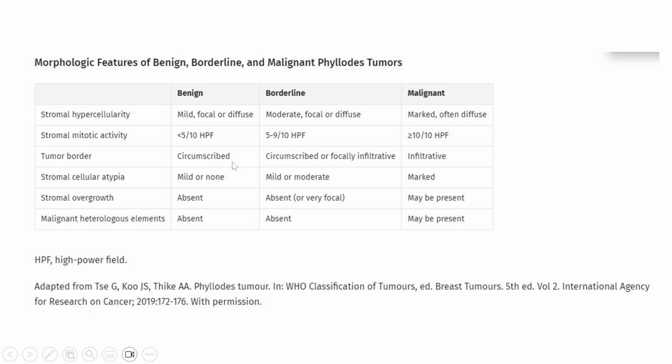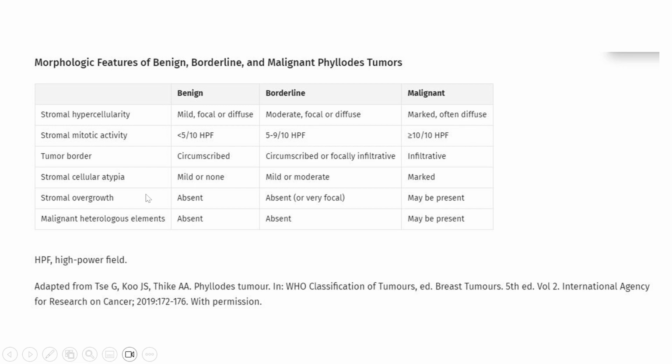As I mentioned, we have benign phyllodes, borderline, and malignant. And here are the criteria we can use, but they are still kind of arbitrary. For the tumor border, if we see infiltrative, we know that is malignant. But if focally infiltrative, we will put it in the borderline. So sometimes you just cannot tell. But the mitosis count is a really good standard. If less than 5 mitoses in 10 high power fields, consider that benign. If more than 10, that's malignant.